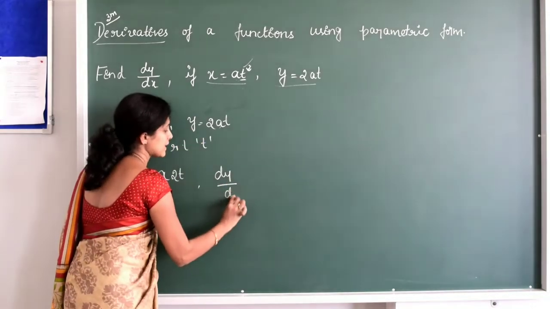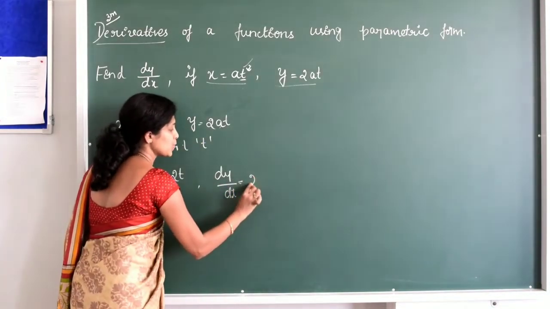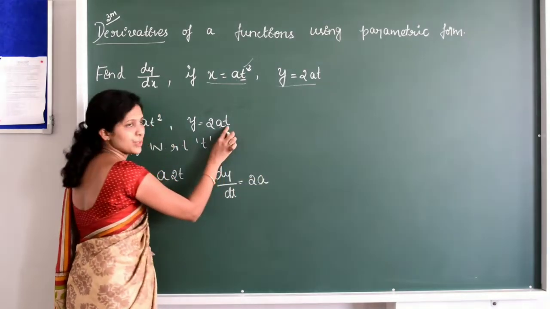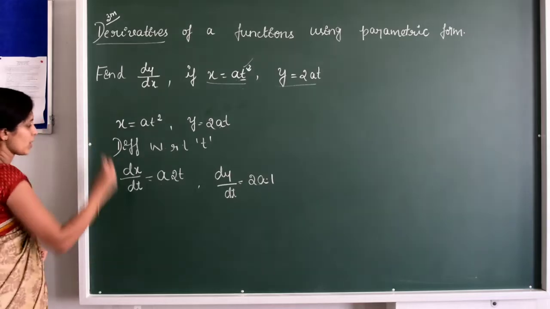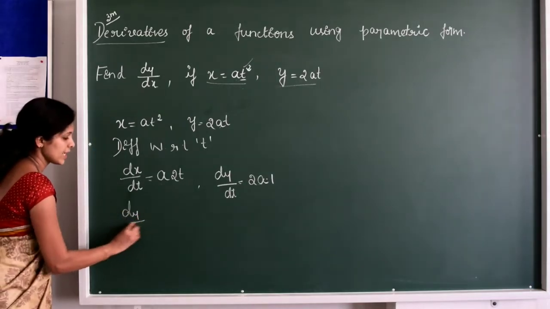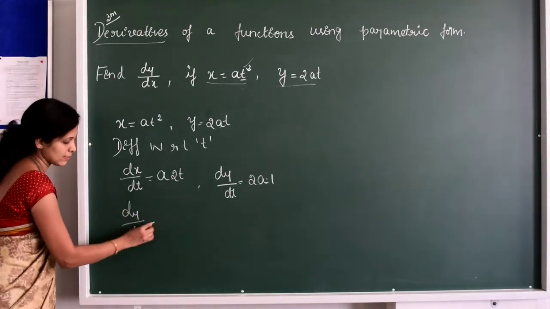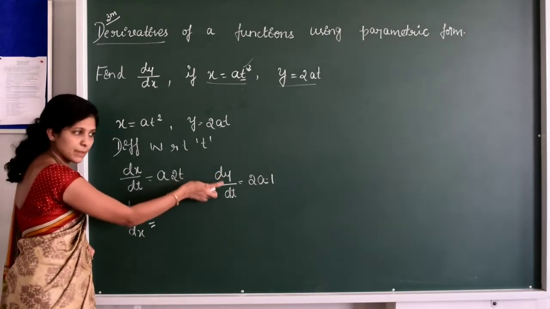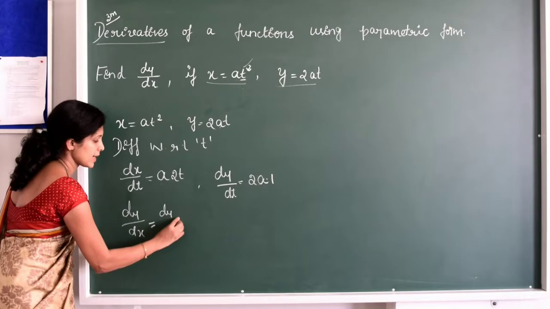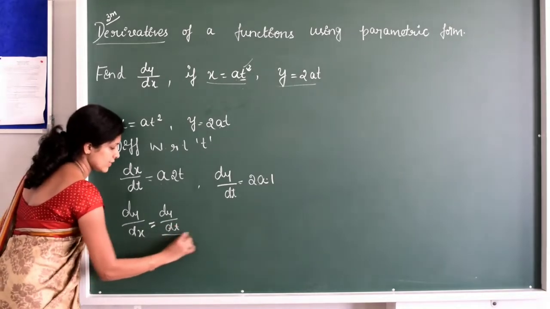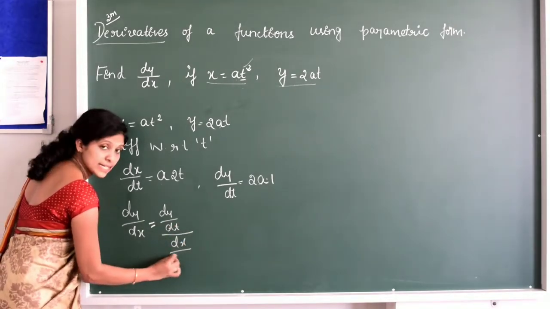So dy by dt is equal to 2a, a is a constant. Derivative of t will be equal to 1. So this is equal to 2a. Now you have to find dy by dx, right? To find dy by dx, I can write this as dy by dt divided by dx by dt. That is dy by dt whole divided by dx by dt.